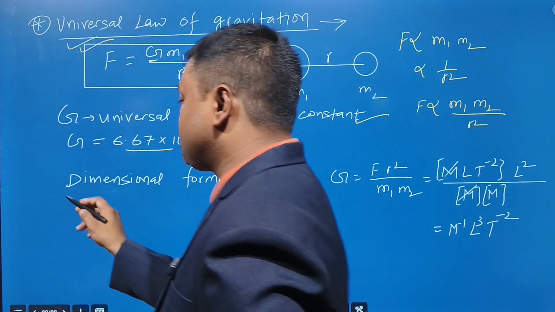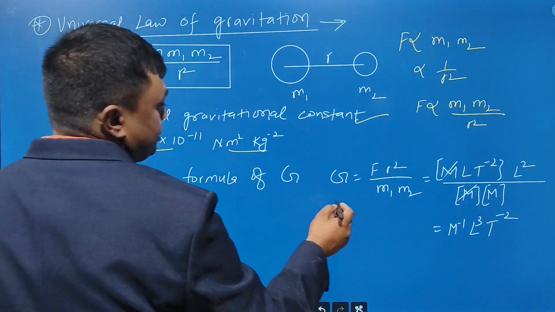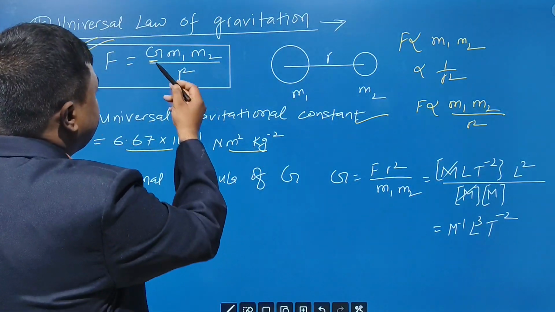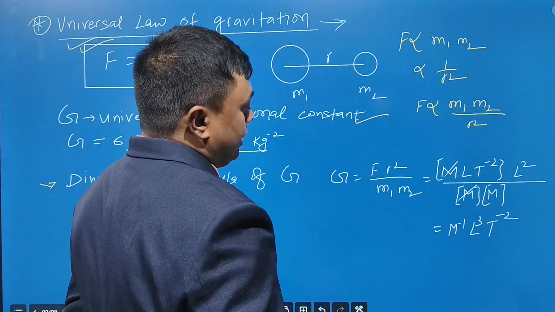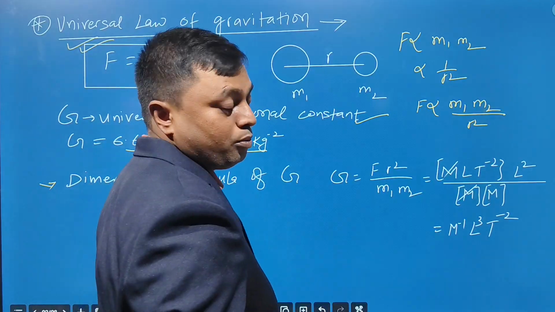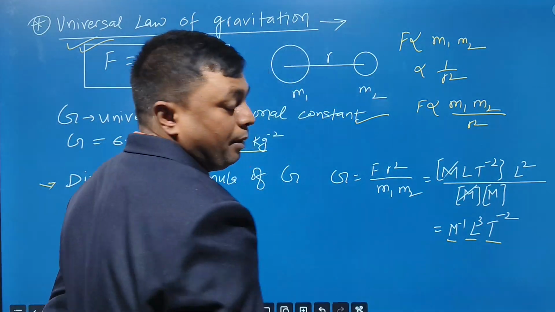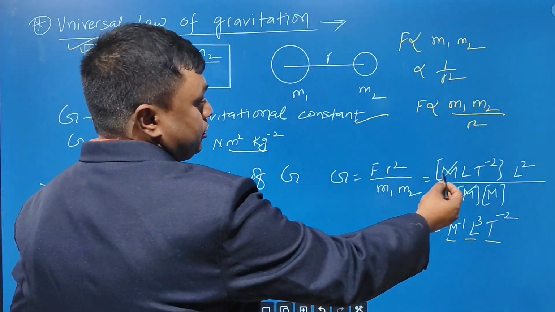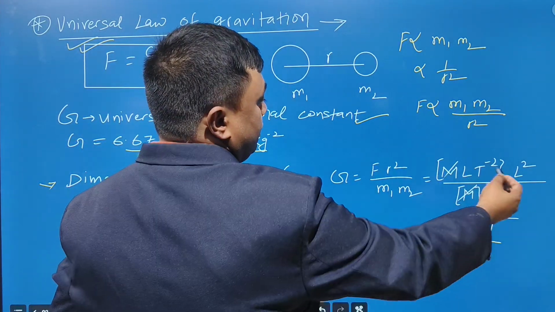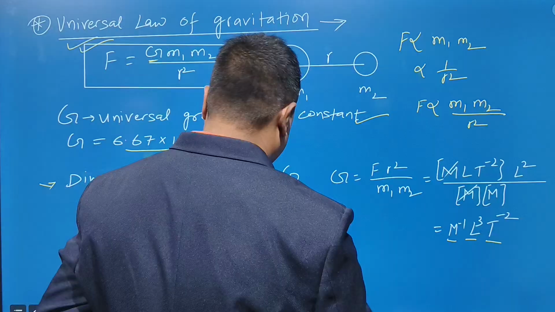They may ask you the dimensional formula also. What is the dimensional formula of G? From here we can write G is equal to F r square by M1 M2. Substitute the dimensional formulas of all. Substitute the dimensional formula for F, distance square and mass. You will get M to the power minus 1, L to the power 3, T to the power minus 2.